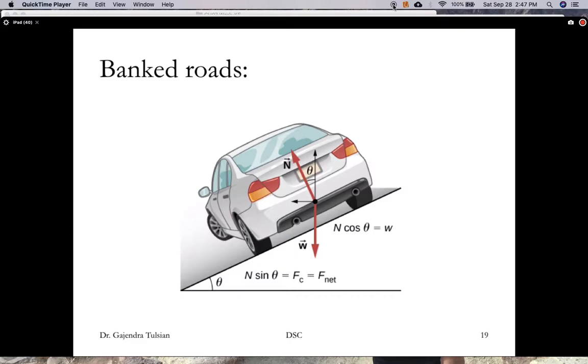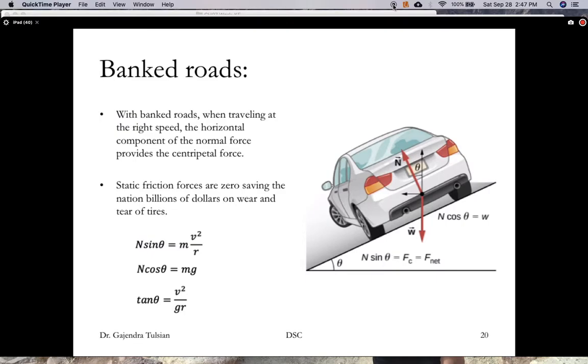So let's say you're driving at the right speed for this bank. Let's figure this out. There's that component of the normal force, which is n. That component of the normal force is n cosine theta, which is balancing mg.